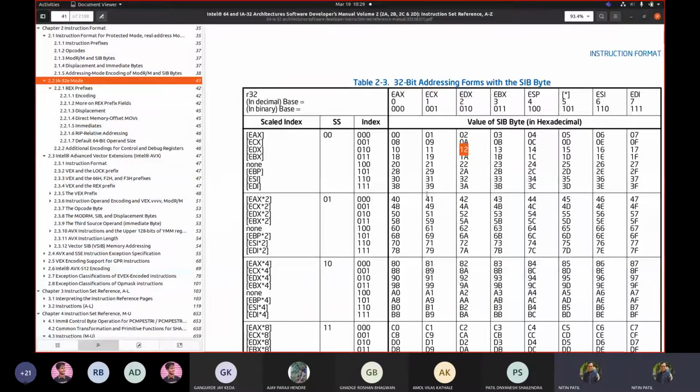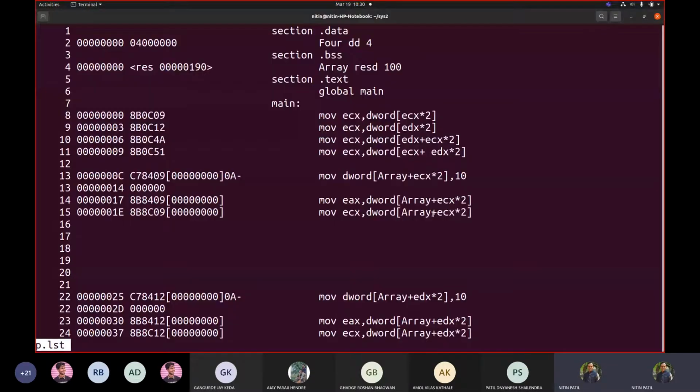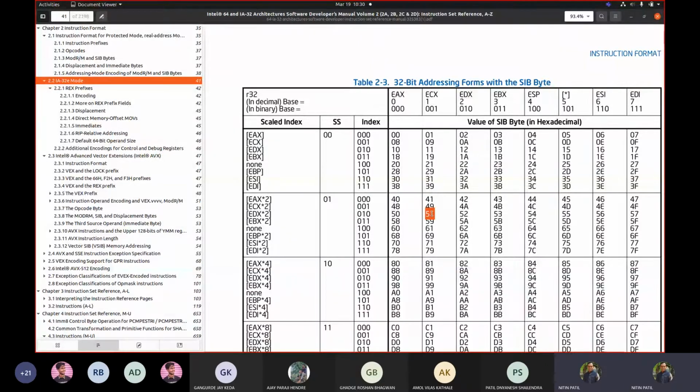So it is definitely from here: 4A and 51, because ECX is multiplied by 2, EDX is multiplied by 2. 51 was EDX multiplied by 2. What exactly is happening there? Actually, it is not working with what exactly we had understood a while ago. What is causing this problem?